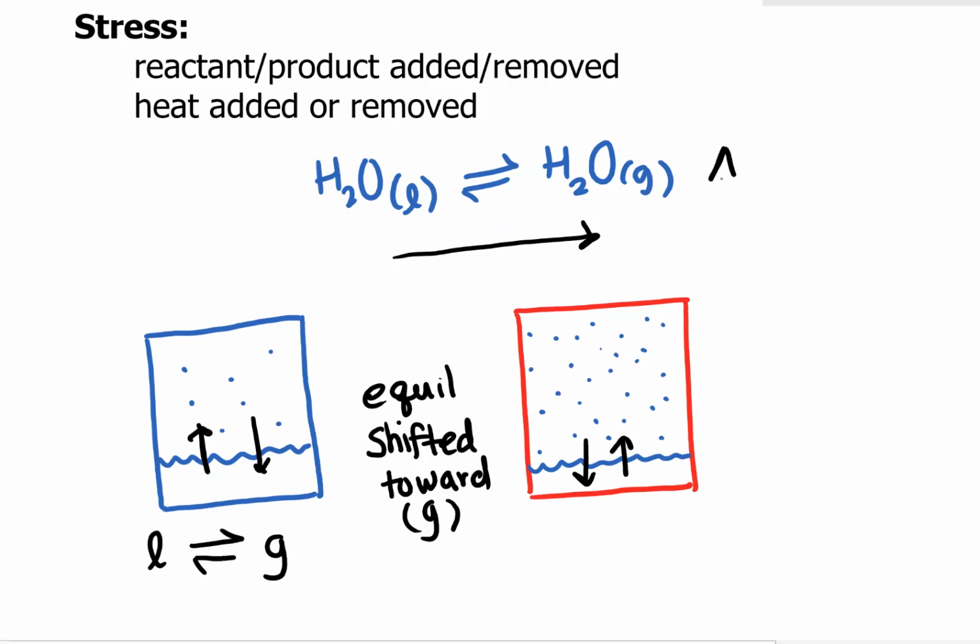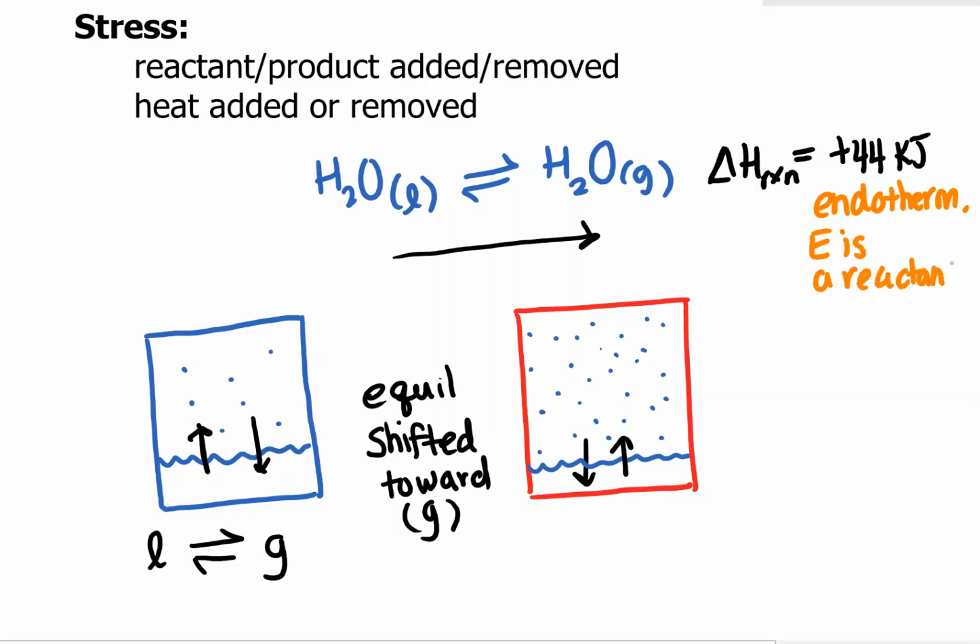If we look at the heat of this reaction, it is a positive number. Okay, and so positive heat of reaction, that means it's endothermic, which means energy is a reactant. That's how you can think of it. So if we want to, we could just pretend like energy is over here.